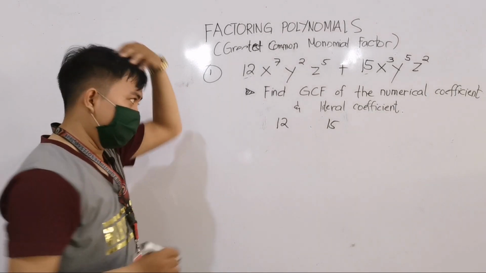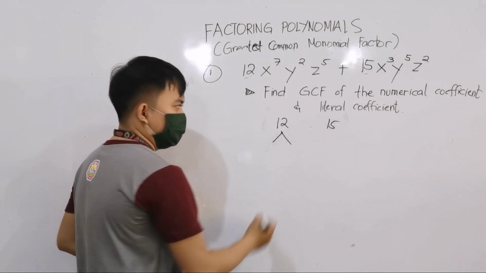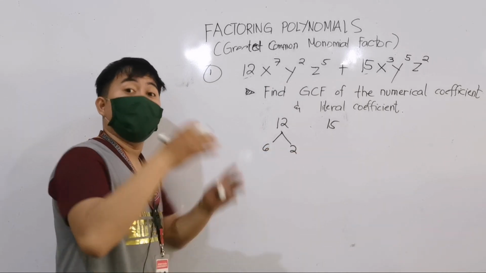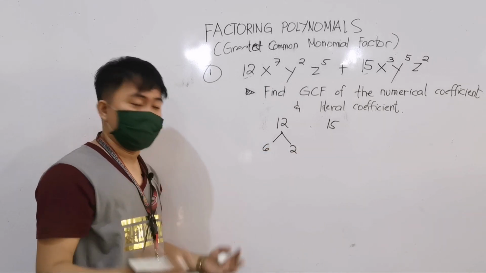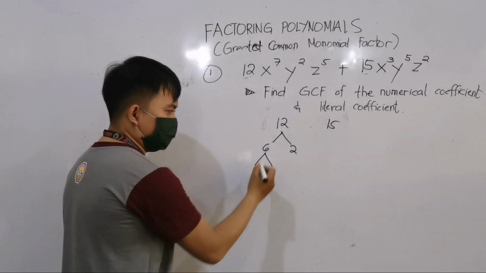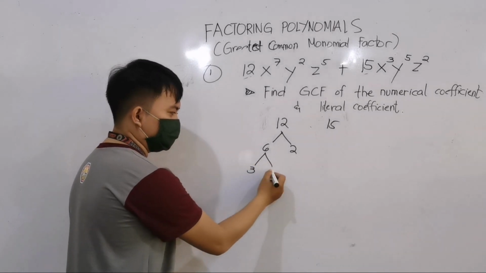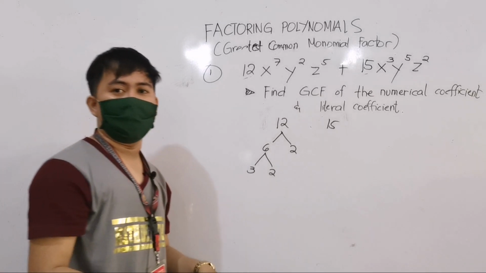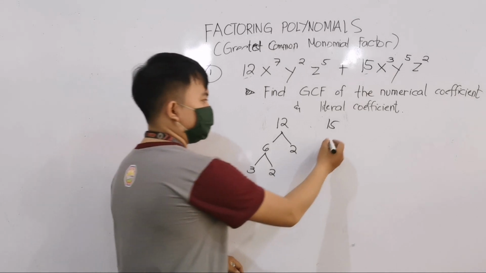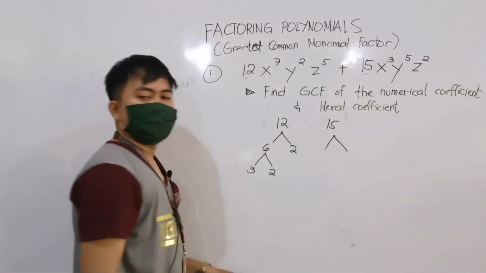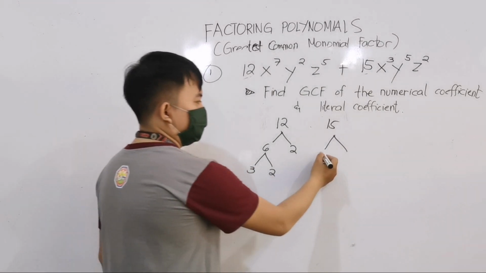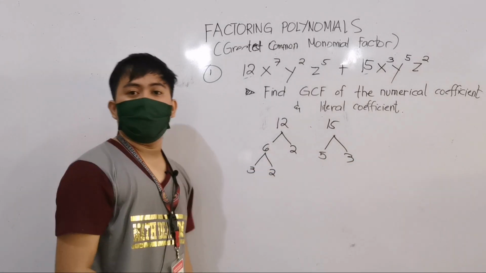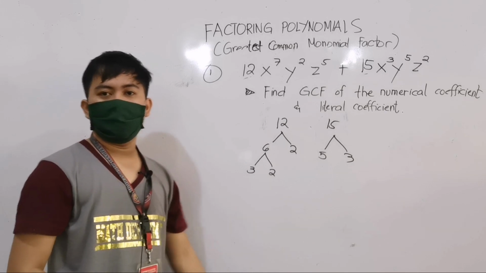Gawin po natin yung ginawa natin kanina, branching. Factors of 12 are 6 and 2. Pwede rin namang 4 and 3. Again, pareho lang po yun. 6 is not a prime number, so it has factors of 3 and 2. And 2 is already a prime number, so hindi na kailangan i-factor out pa. Factors of 15 are 5 and 3. 5 is already a prime number, and as well as 3.